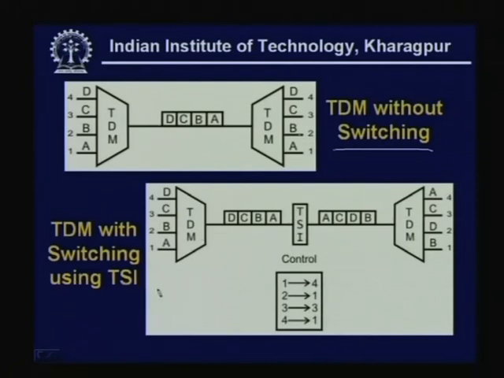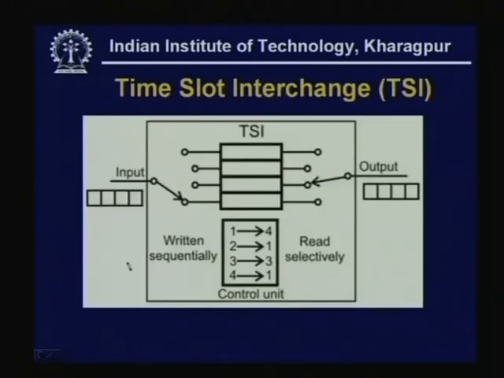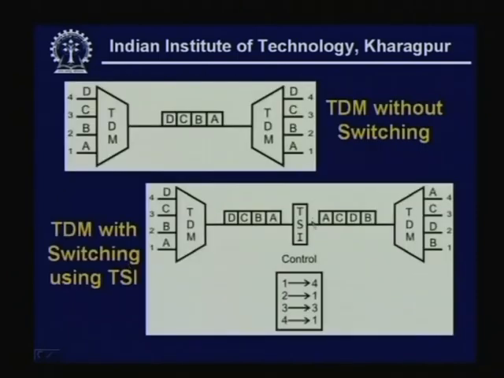The first thing that can be done is TSI. TSI stands for time slot interchange. What this time slot interchange does is it essentially does the interchange of the slots. For example, the connection is necessary from 1 to 4. So, the data from 1 should go to 4.